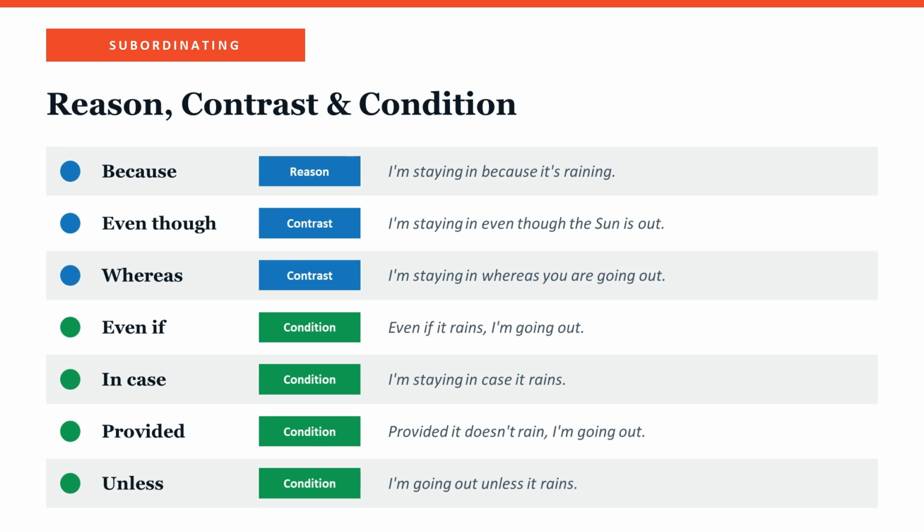For conditions, we have even if. Even if it rains, I am going out. This means the rain will not change the decision. In case expresses a precaution. I am staying in case it rains. Provided sets a condition. Provided it does not rain, I am going out. And unless means except if. I am going out unless it rains.